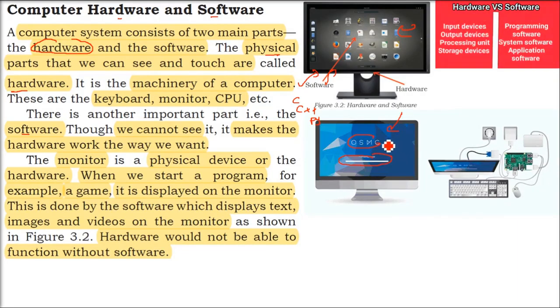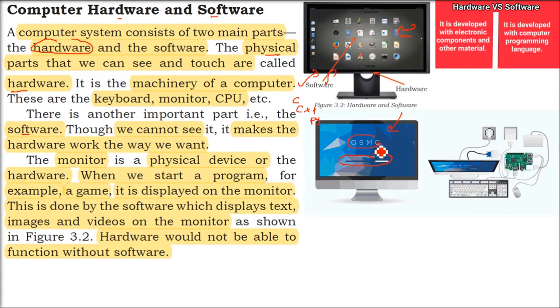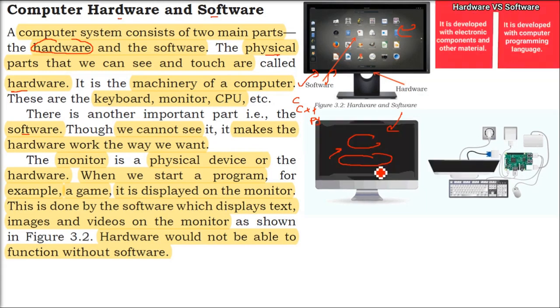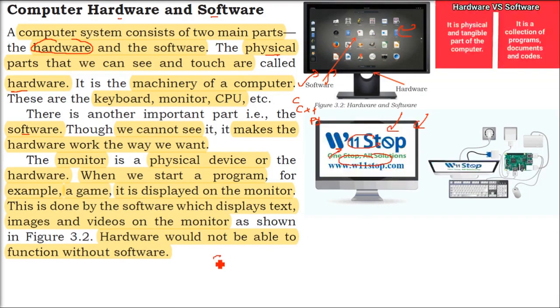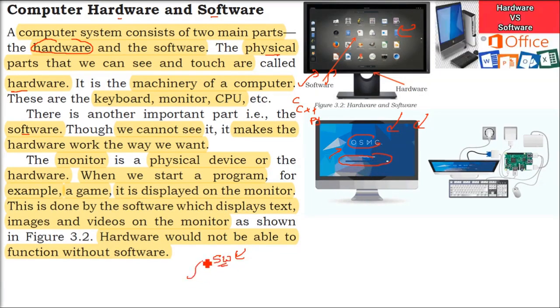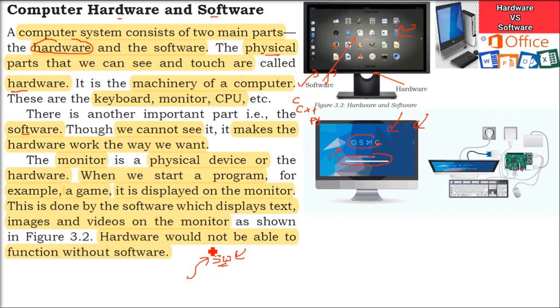See this monitor. This is a physical device. So whenever we start a program, for example a game, it will be displayed on the monitor. It will show you text, it will show you images, it can show you videos and whatnot. So hardware is dormant without software. Software is the life, the key, the brain, everything for a hardware. Because without software, hardware has no meaning. It will run only because we have certain software, code written.